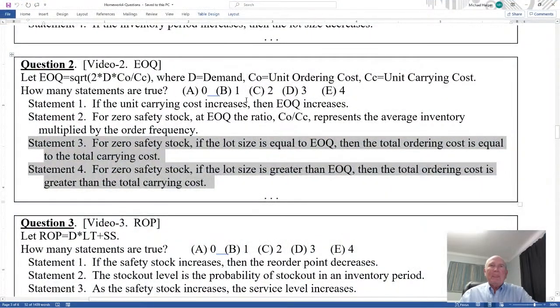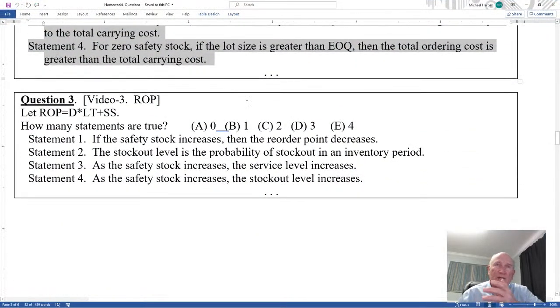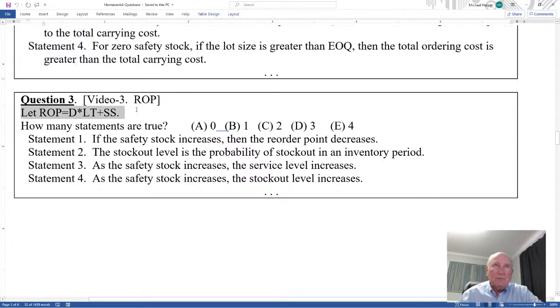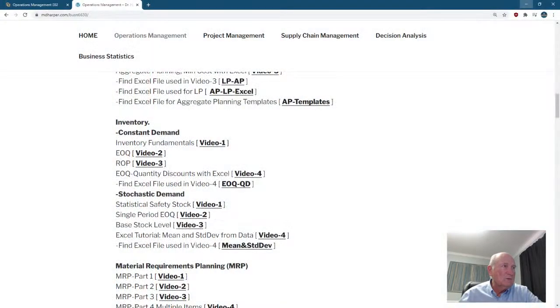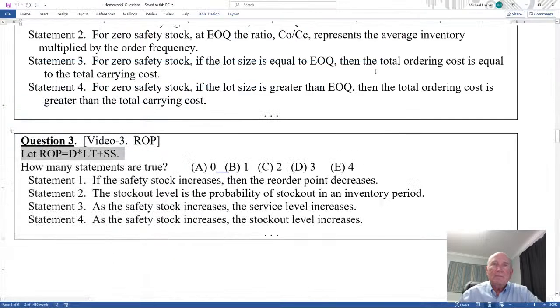There's my homework. Okay, question 3 is going into the video 3 and ROP. So here I go into ROP, the ROP video. I say video 3, is that true? Let's bring this back. Yeah, video 3 is ROP.